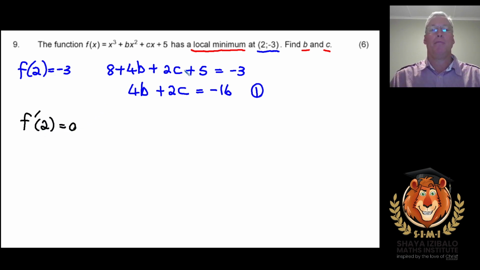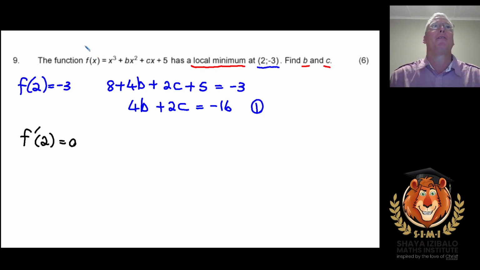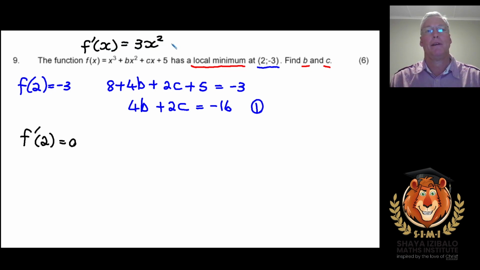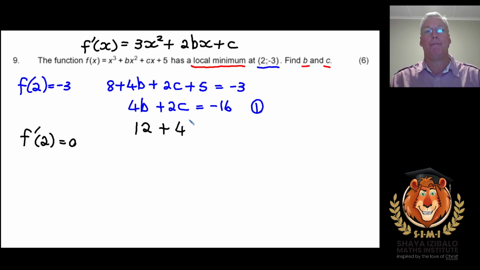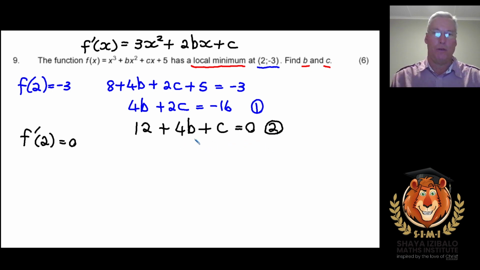Right. I'm just going to work out the derivative of f up at the top here. f dashed of x is actually 3x squared plus 2bx plus c. Okay? And we now know that when we put 2 into there, we get 0. So putting 2 into there, we get 12 plus 4b plus c equals 0. And that is a second equation in two variables. So we've now got two equations in two variables.